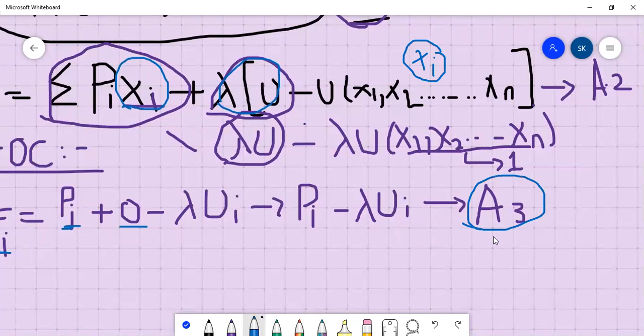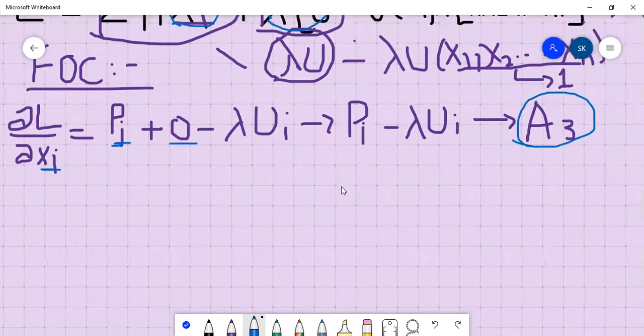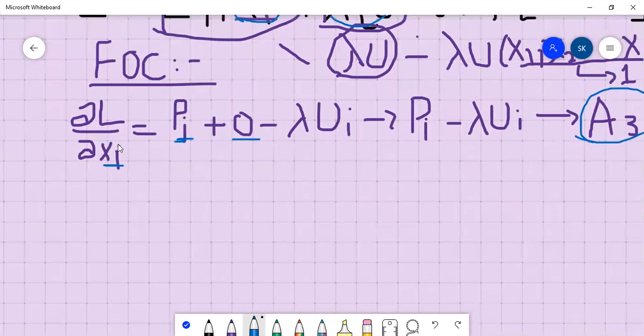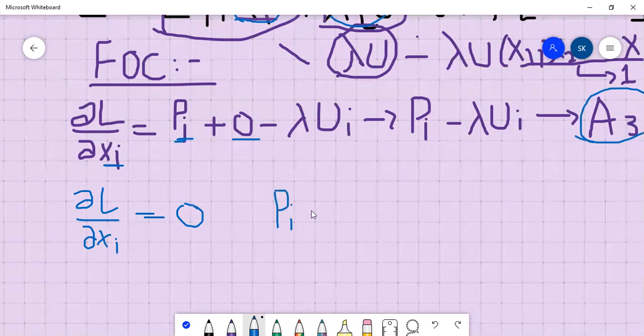So now let's move forward. The first order condition always states that you have to put this derivative equal to 0. This is the requirement of the first order condition: when you take the derivative of the function, you put it equal to 0. Therefore, curly L upon curly xi is equal to 0. By putting it equal to 0, we will get pi minus lambda ui is equal to 0.